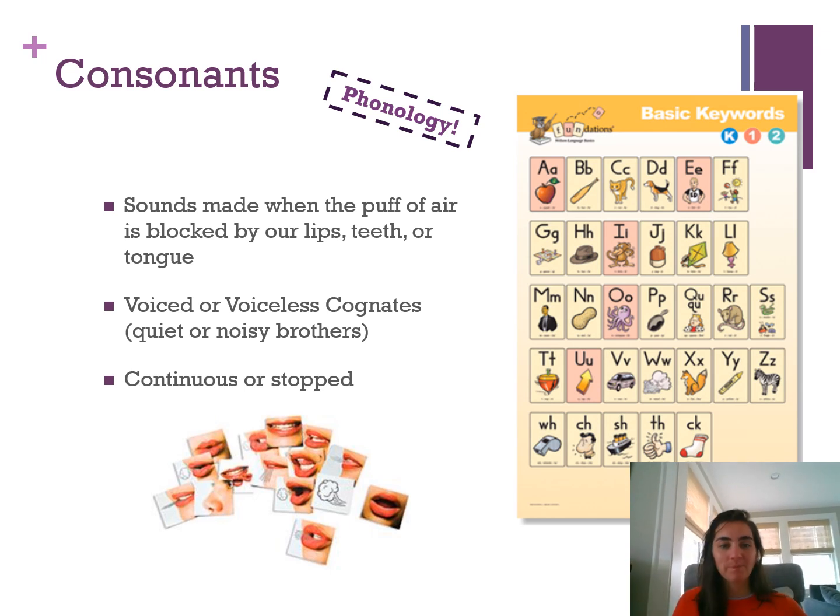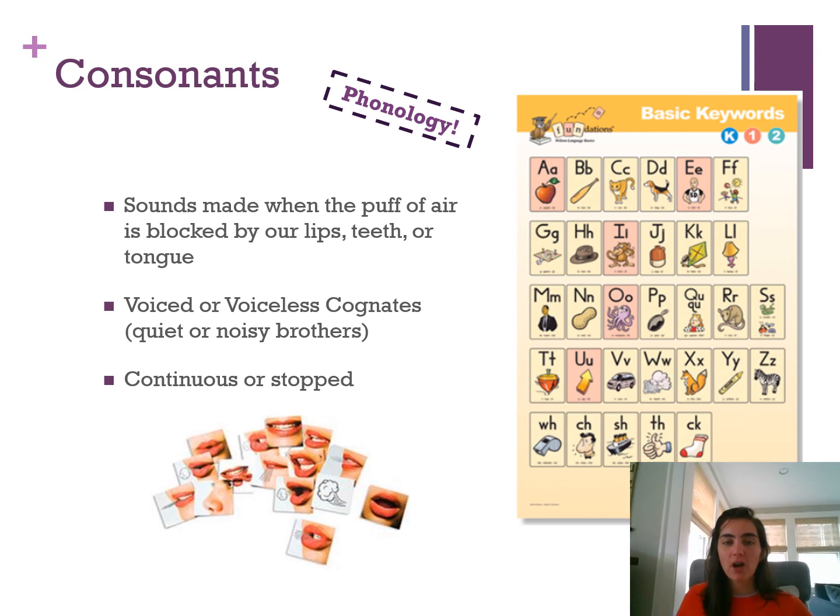That's a weird one. Now, another way to think about consonants is our voiced or voiceless cognates. We call them quiet and noisy brothers. The LIPS program by Lindamood-Bell and the Lively Letters program handle this head on. So a lot of times if I notice that kind of error with my Orton-Gillingham students, I will pull in my LIPS and Lively Letters materials to kind of target that little weakness of theirs.